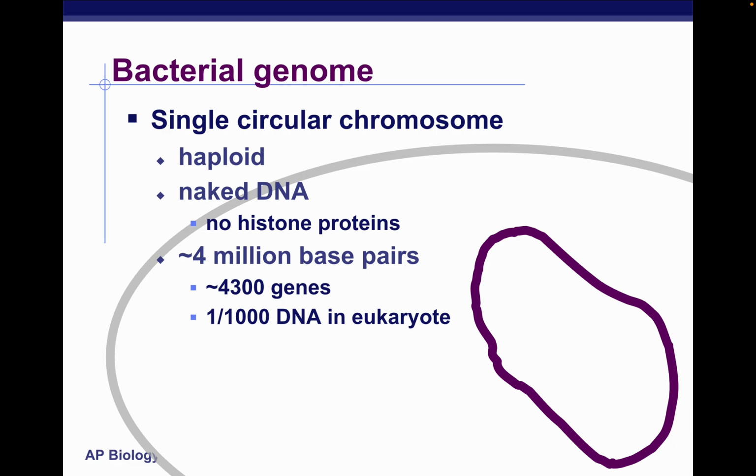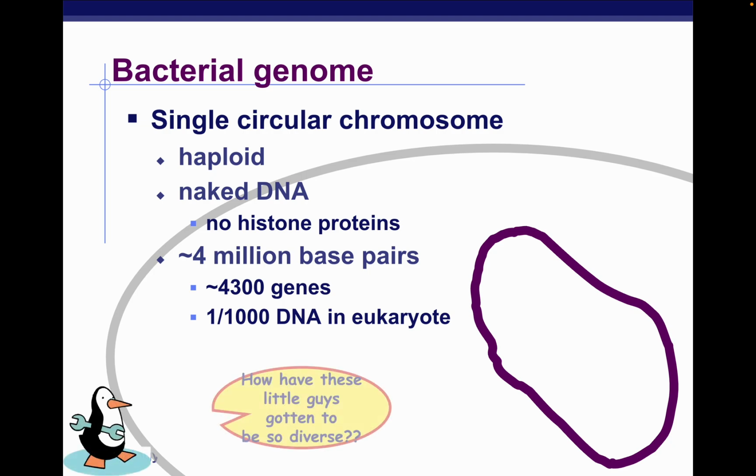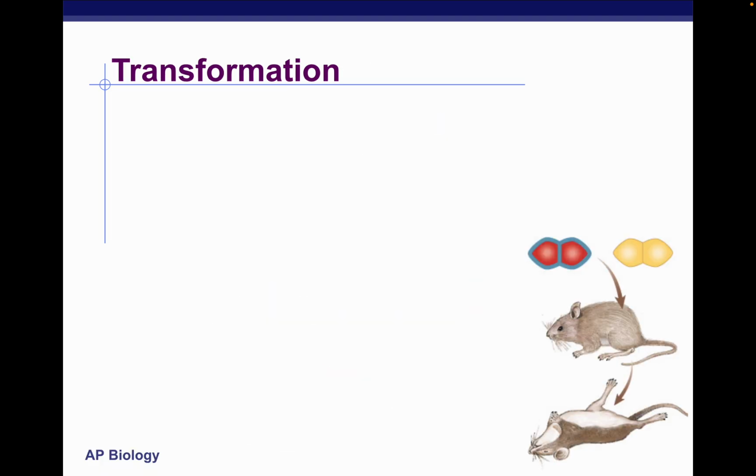Our DNA is organized into chromosomes wrapped around histones, right? They have this single circular chromosome that's haploid, which means half of the DNA. It's naked, no histones, about 4 million base pairs, 4,300 genes, okay? So we have talked about transformation before.